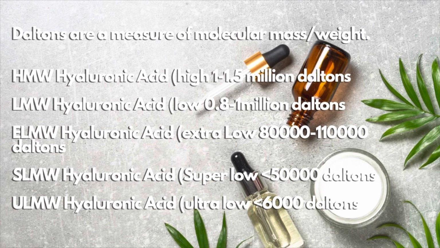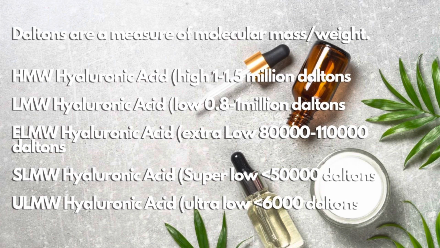Listed here are the most commonly available types. Hyaluronic acid types are determined by the molecular weight, as I explained previously, which is measured in Daltons. Daltons are a measure of molecular weight mass. So here we've got high molecular weight, low molecular weight, extra low molecular weight, super low molecular weight and ultra low molecular weight. Often suppliers may only have one type available. That's fine, it's usually the most common or popular used weight.